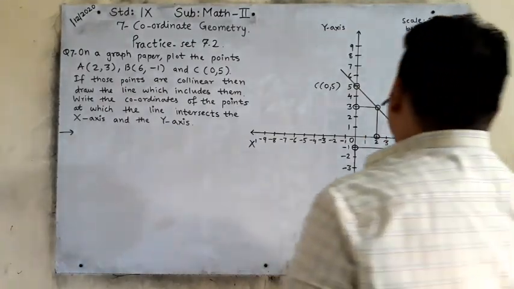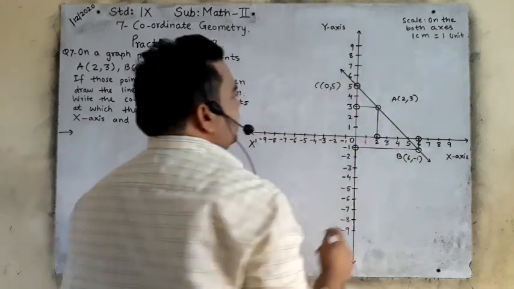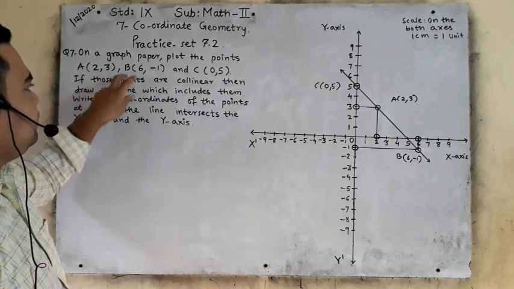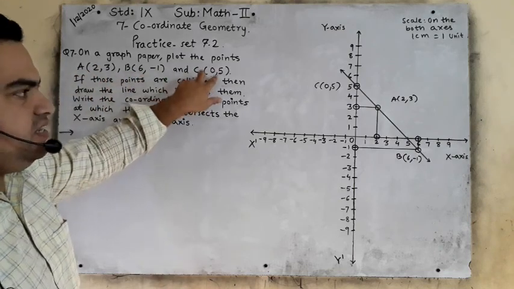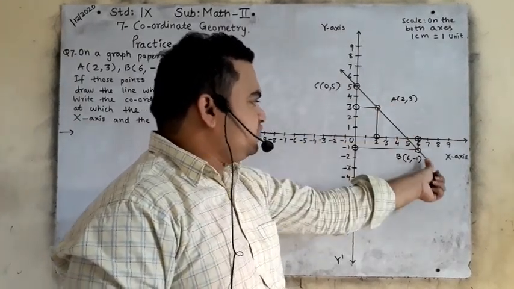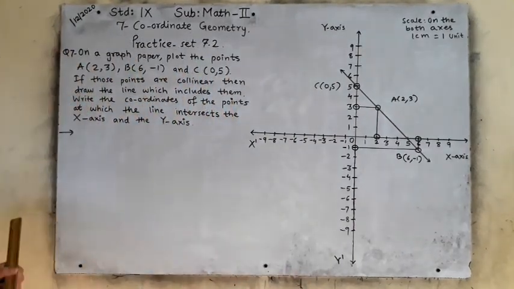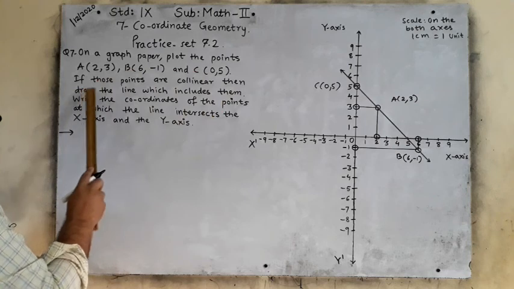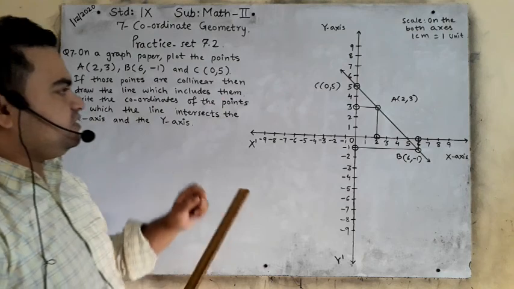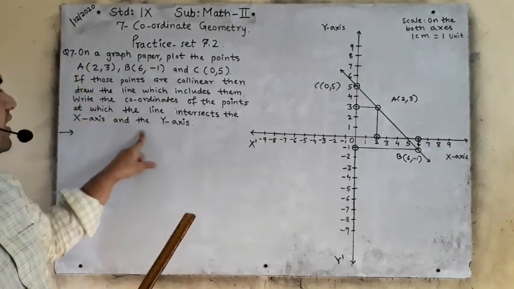Can you see this line? It is a collinear points. Do you understand how to draw this? First you will plot the point A, then the point B, then the point C, and then you will see that these 3 points, this was A, this was B, and C is on the y-axis only. So we have to draw a line. If those points are collinear, then draw the line which includes them. Write the coordinates of the points at which the line intersects the x-axis and the y-axis.